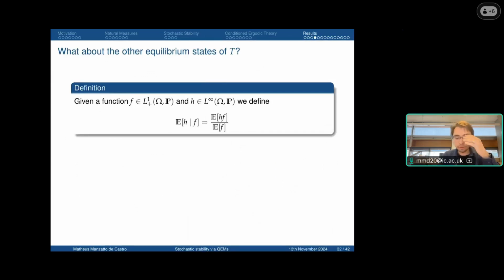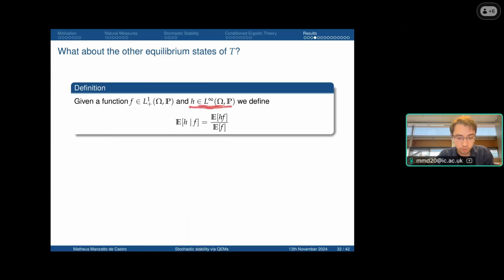So one thing that always annoyed me, let's say, in the theory of stochastic stability is that you cannot talk about the other equilibrium states, right? And this method also allows you to approximate the other equilibrium states of the map. So I told you what it was to condition upon a set. Now I tell you what it is to condition upon a function, and it's a really natural definition.